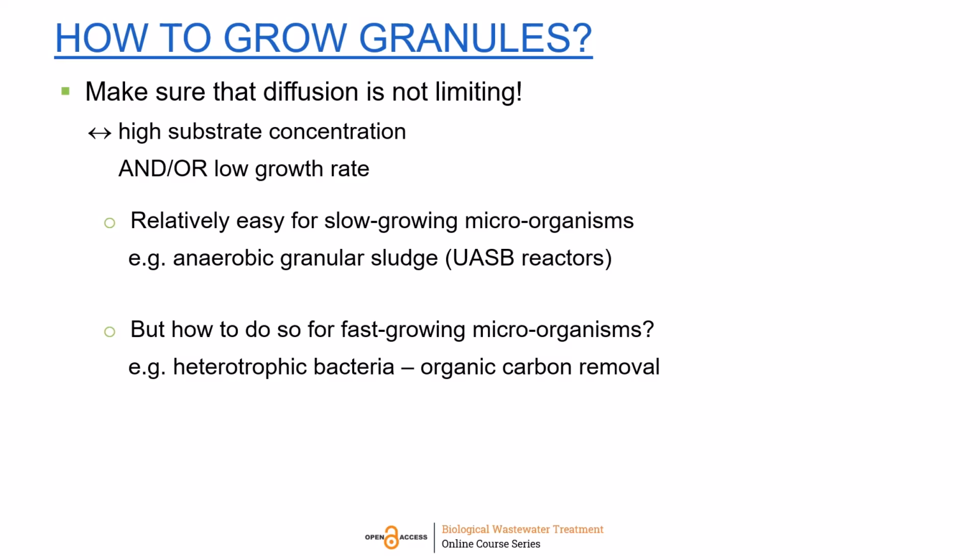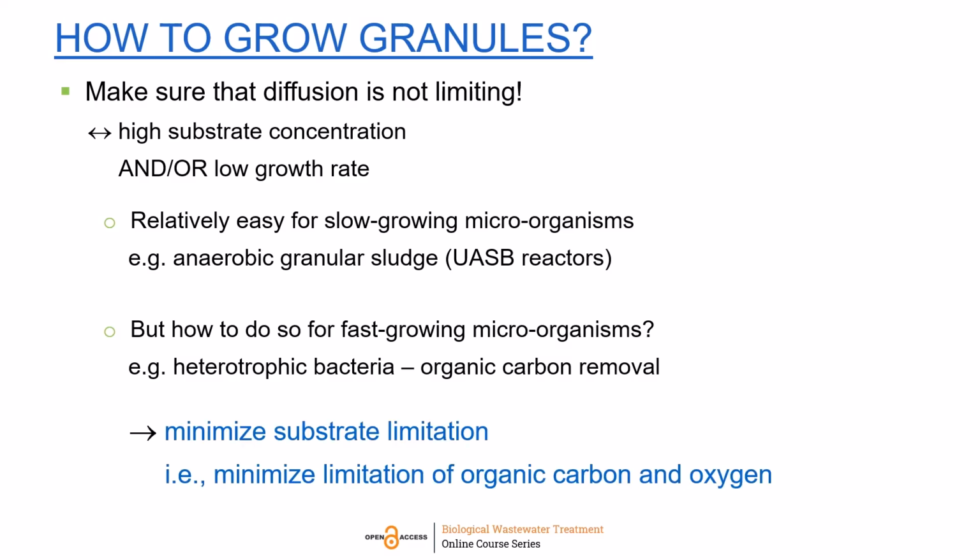But how can we possibly grow granules of heterotrophic bacteria, which convert organic carbon, and which are known to grow very fast? The trick is to minimize substrate limitation, which in this case means to minimize the limitation of organic carbon. Also, oxygen should not be limiting.